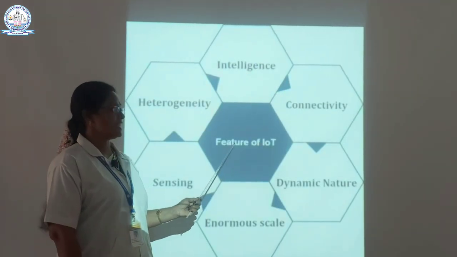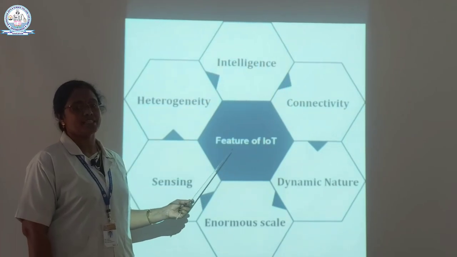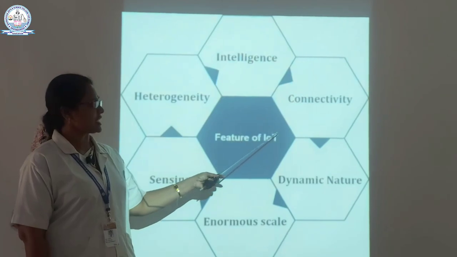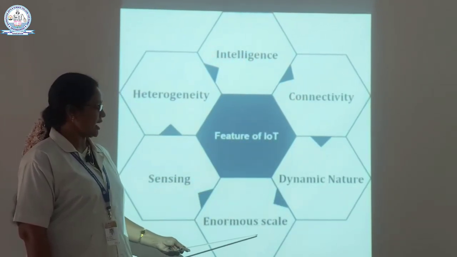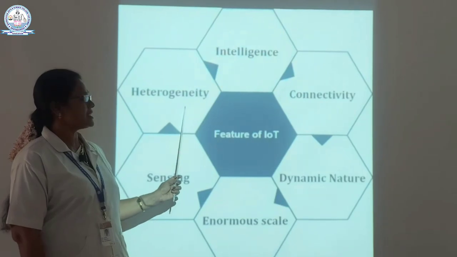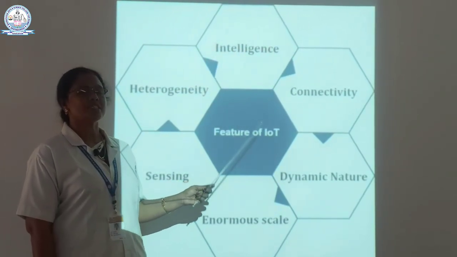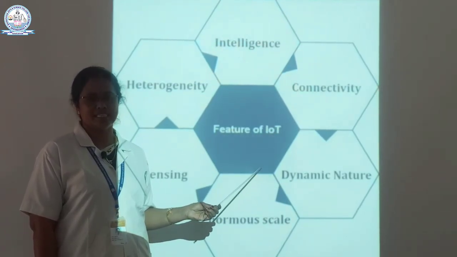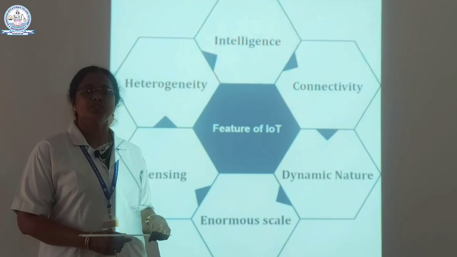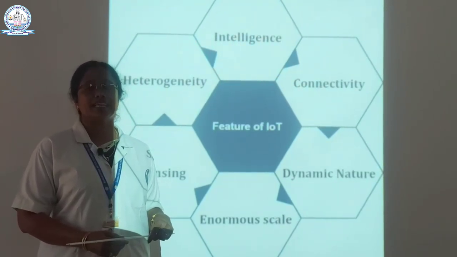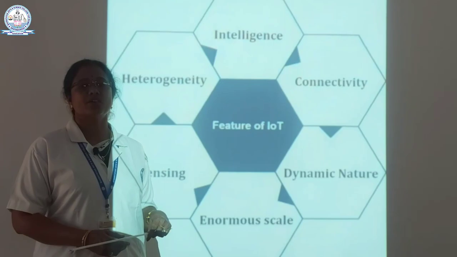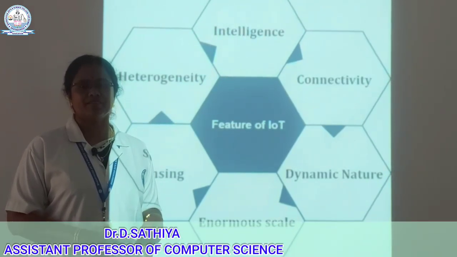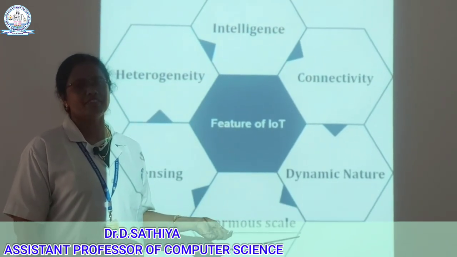The next we are going to see the concept, features of IoT. I already told that there are so many features in IoT devices: intelligence, connectivity, dynamic nature, enormous scale, sensing and heterogeneity. In IoT devices, each and every object is connected through the network over the internet. It grew up to 30 billion devices connected in 2020. Now it has reached 75 billion devices in 2025. So these are all the benefits of IoT devices.